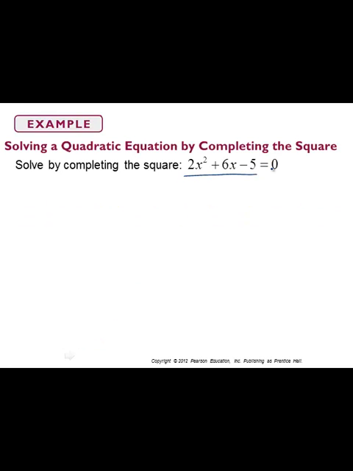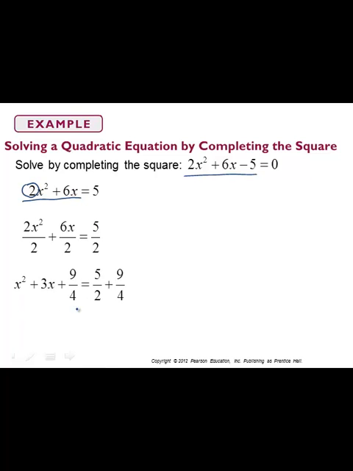So let's take a look how we do this. We have the equation 2x squared plus 6x minus 5 equals 0. And so what we'll do is we will add the 5 to the other side, and then you have 2x squared plus 6x on the left. Let's get rid of that leading coefficient that's not equal to 1, namely divide both sides by 2.